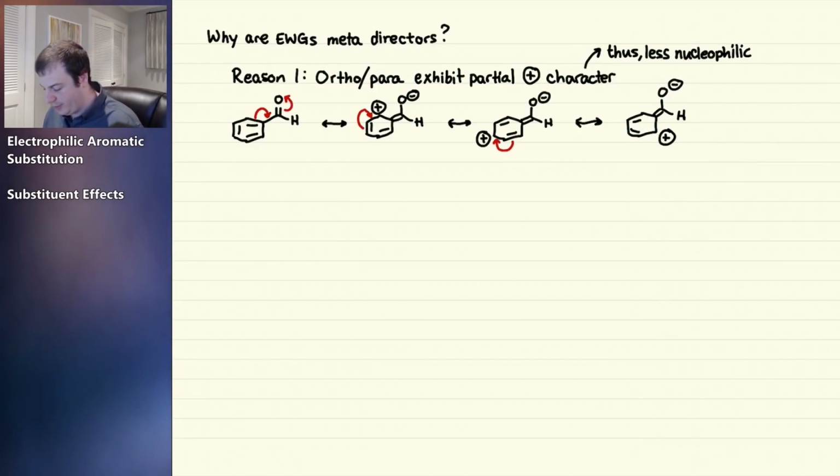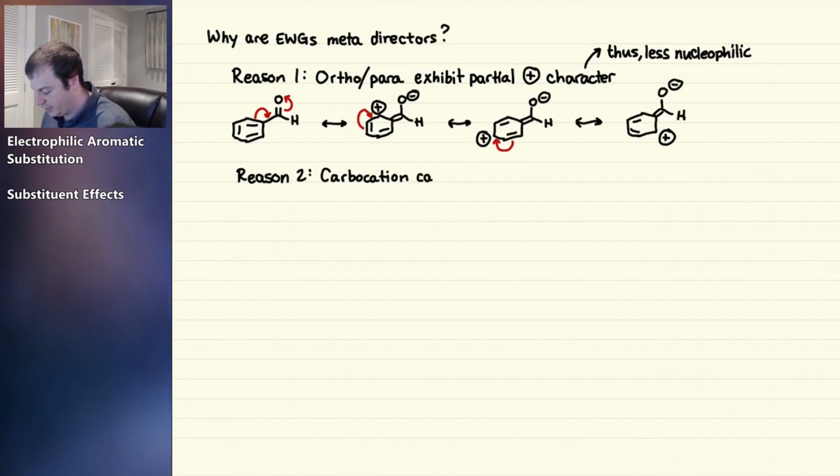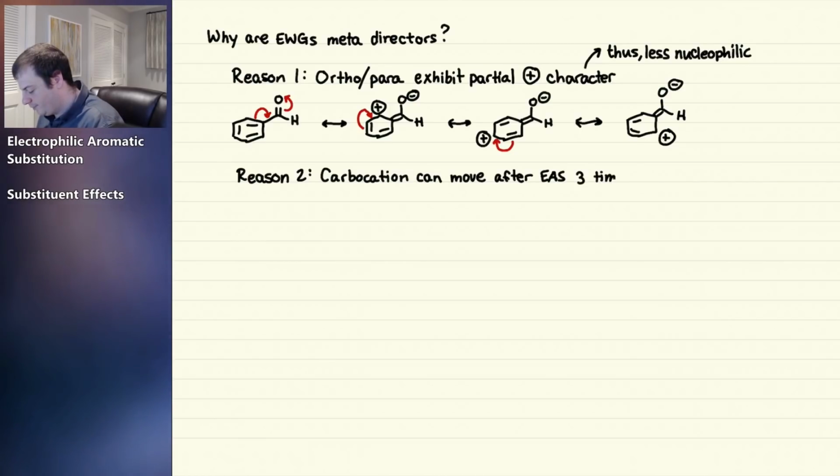Okay, now let's take a look at reason number 2, which has to do with the carbocation stability after electrophilic aromatic substitution. So the carbocation can move 3 times when meta, but only 2 times when ortho-para. So I'll draw this out and explain this. The carbocation can move after EAS 3 times and is never next to the EWG.